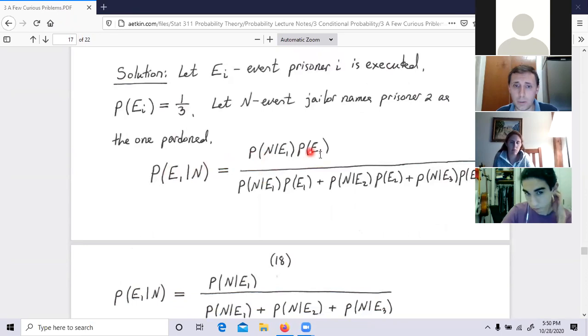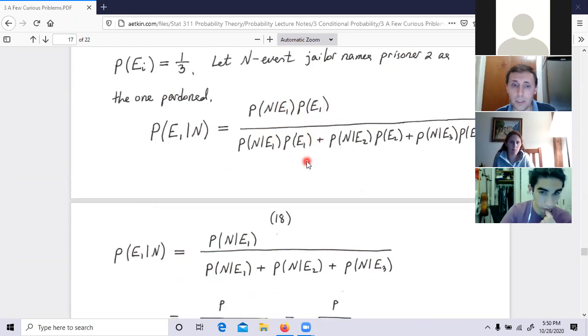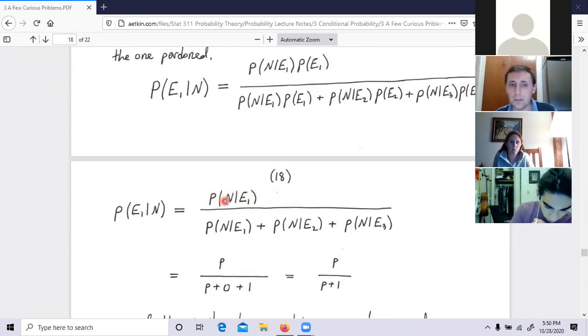And then I use the usual Bayesian expansion, yes? So you understand, I don't need to explain it again. You're pretty good at it. I can cross away probability E1, E2, and E3 because they are the same, right? So it's really the probability that prisoner 2 is named as pardoned given prisoner 1 is executed, and then the same thing, the probability that prisoner 2 is named as pardoned given that he is executed, and the probability that prisoner 2 is named as pardoned given 3 is executed, yes?